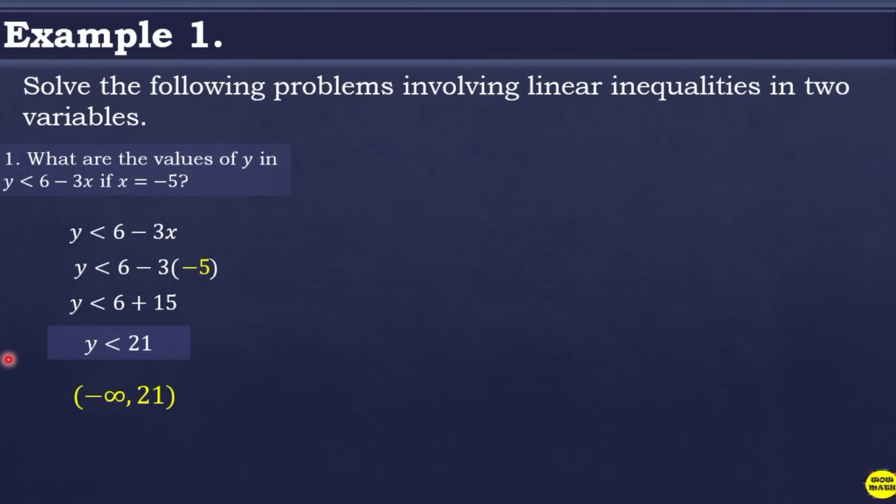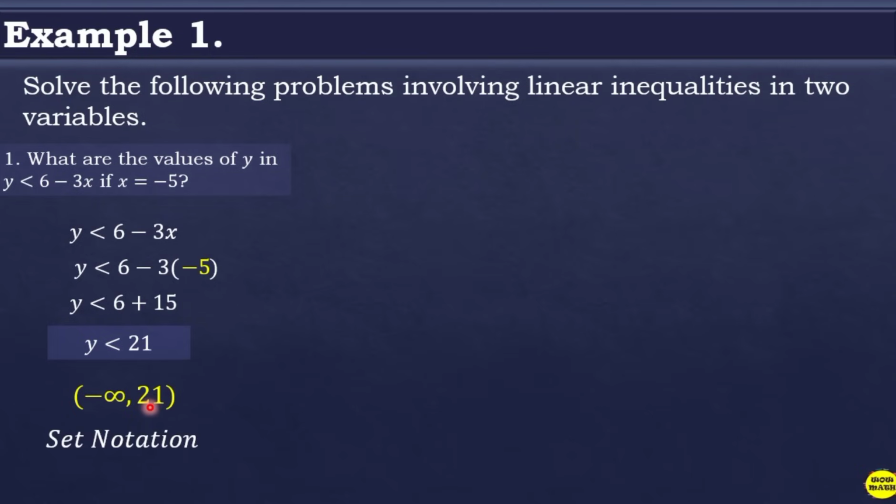Paano mo yan ilalagay into set notation? Ibig sabihin, from negative infinity up to 21. Ma'am, bakit 21 to? Okay, ibig sabihin, since parenthesis ito, yung 21 hindi kasama sa solution, kasi ang sabi, less than. So, kung ipapakita mo siya into set notation or interval notation, ilalagay mo dito yung 21, but you're going to use parenthesis. Ibig sabihin yung 21 hindi kasama.